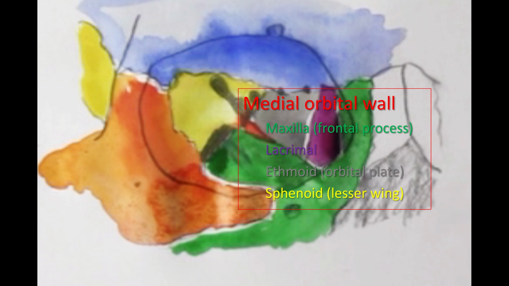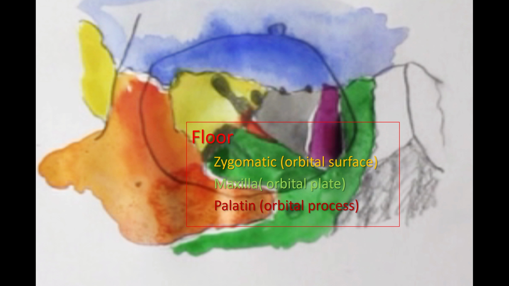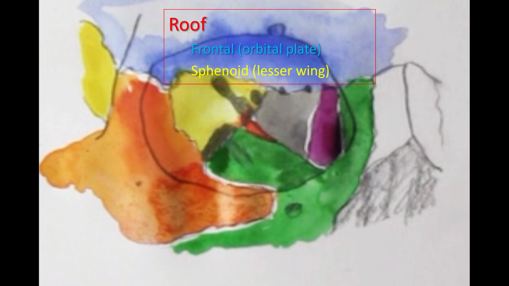For the walls of the orbit, the medial wall is the thinnest. It has the frontal process of maxilla, lacrimal bone, orbital plate of ethmoid, and body of sphenoid. The lateral wall has the zygomatic and greater wing of sphenoid. The floor has the orbital plate of maxilla, orbital surface of zygomatic, orbital process of palatine, and the roof has the orbital plate of frontal bone and lesser wing of sphenoid.